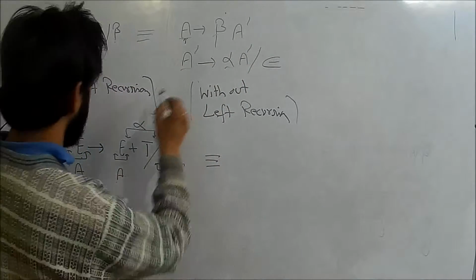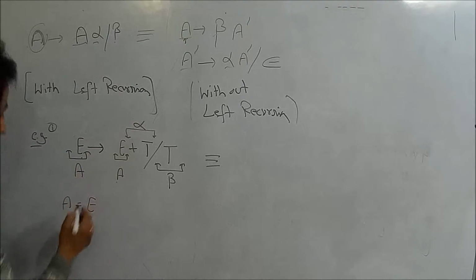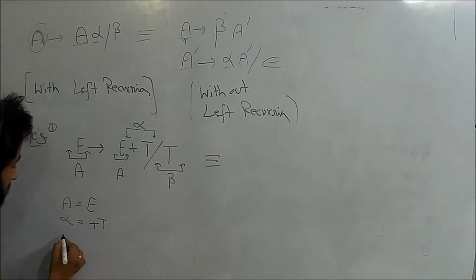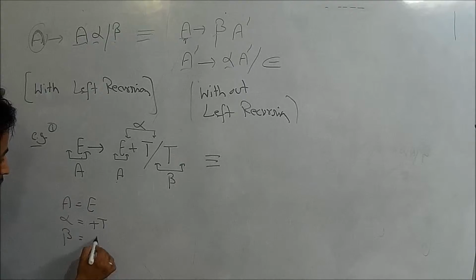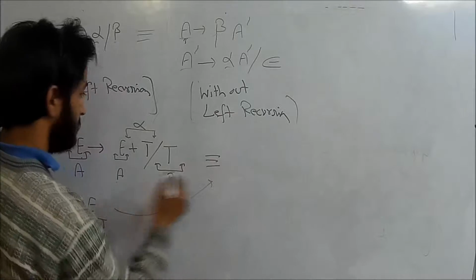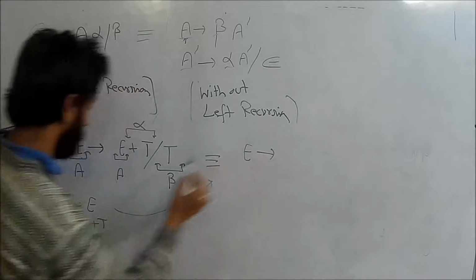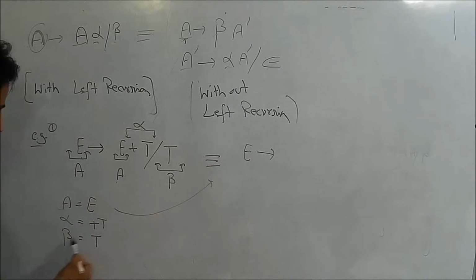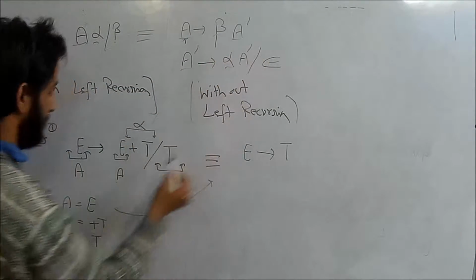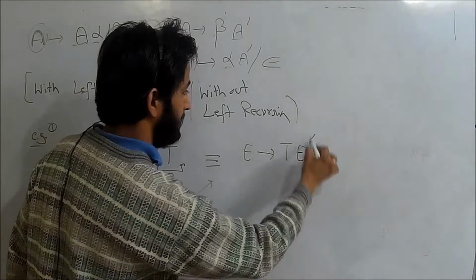So how? Let us see. Here A is E, alpha is plus T, and beta is T. Now change this to A, which is E, derives beta, which is T, then A dash. A is E, so A dash will be E dash.